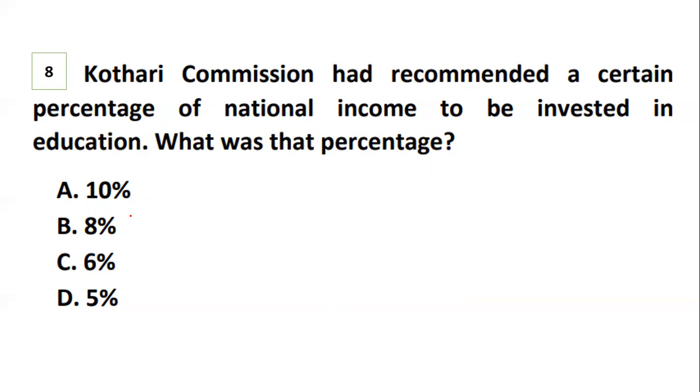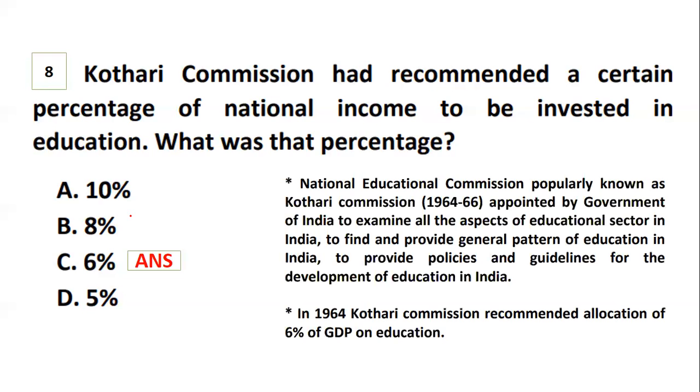So yes, the Kothari Commission has recommended a percentage of national income, and the percentage stands at 6. So let's see what the details are. The Kothari Commission, popularly known as the National Education Commission.